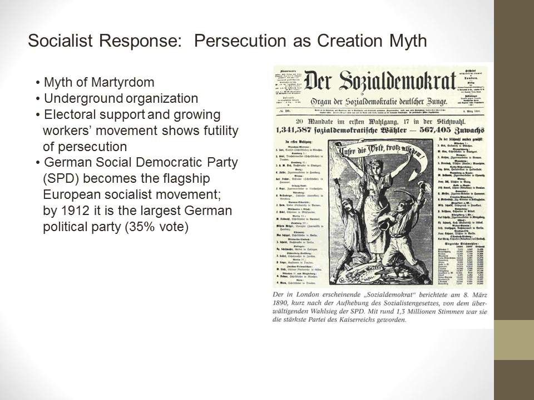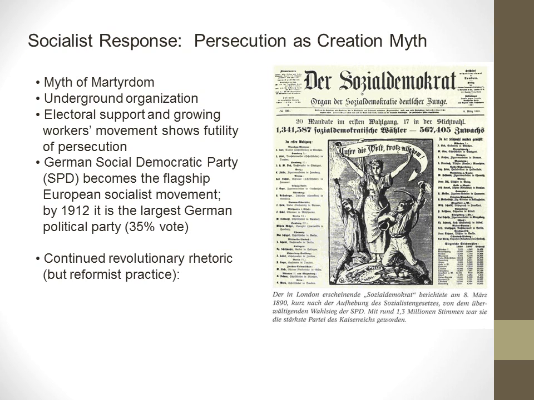German Socialist Party really began to grow, and by 1912 it was the largest German political party, making up some 35% of the vote. The German Social Democratic Party, or the SPD, really became the flagship of the European socialist movement, and it really acted more as a reformist socialism.